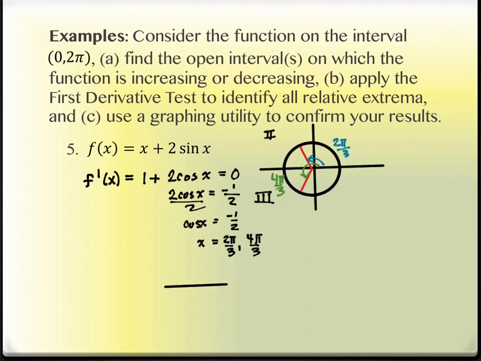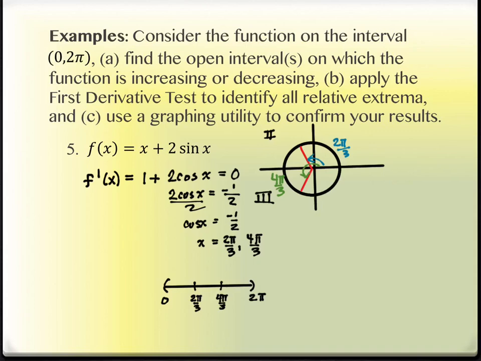So I'll set up my sign chart. I am capping the endpoints. I think it's a really good idea for you to write those in because if you don't, you may forget. And you may tell me something then that's not true that doesn't apply to your problem. So I think it's a good idea to write those in. And then we have our 2 pi thirds and our 4 pi thirds here.